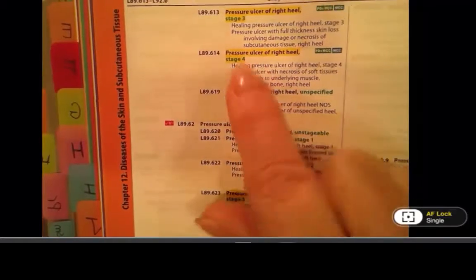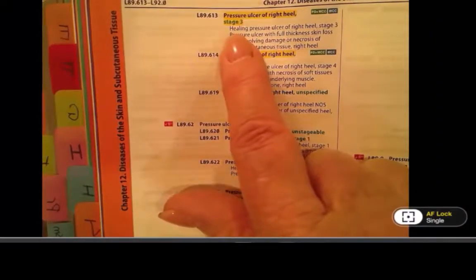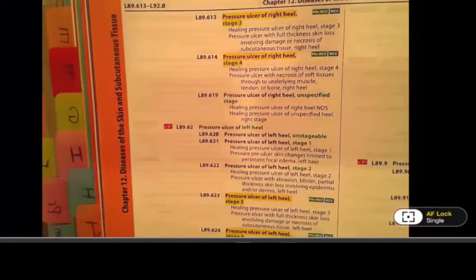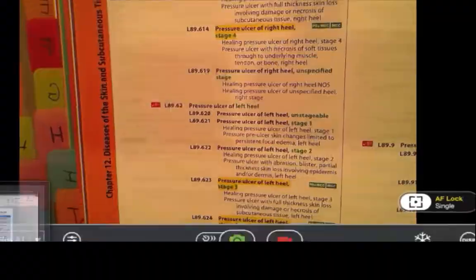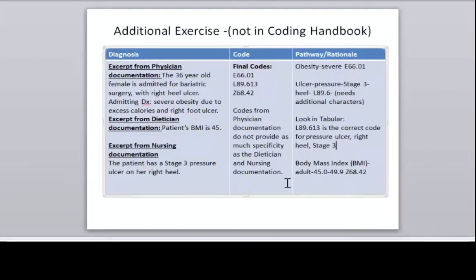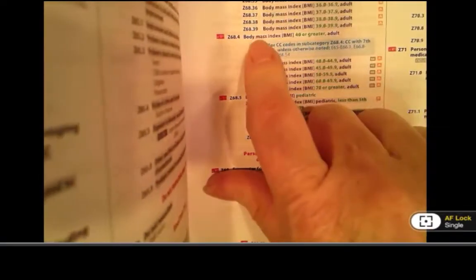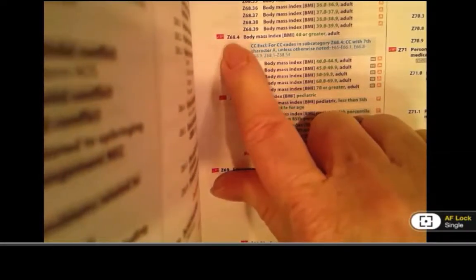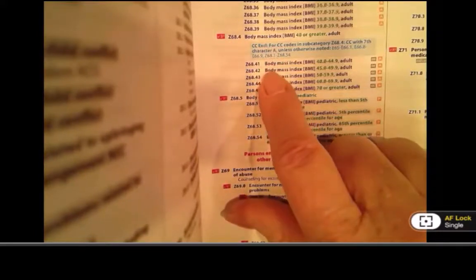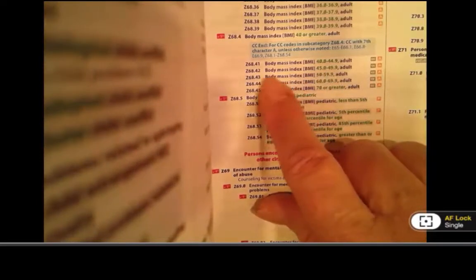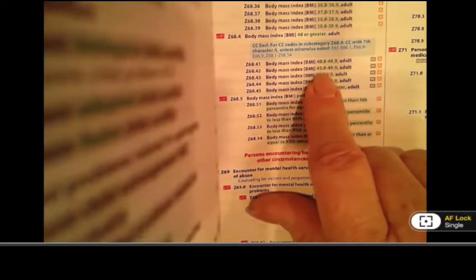Okay, pressure ulcer of the right heel, stage 3, L89.613. I think that would fulfill our need for more characters. Yep, that's it right there. L89.613. And back in our tabular, body mass index 40 or greater, Z68.42 is BMI in the range of 45 to 49.9. So that is the correct code right there.